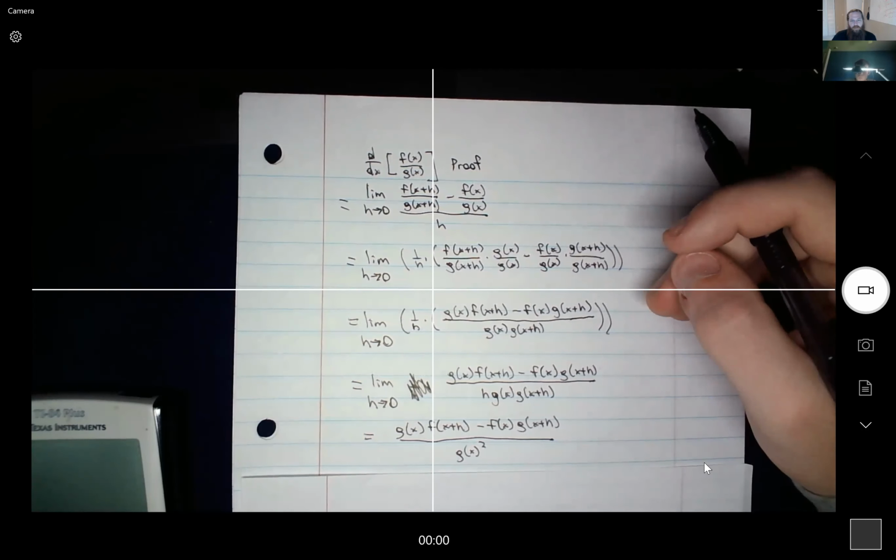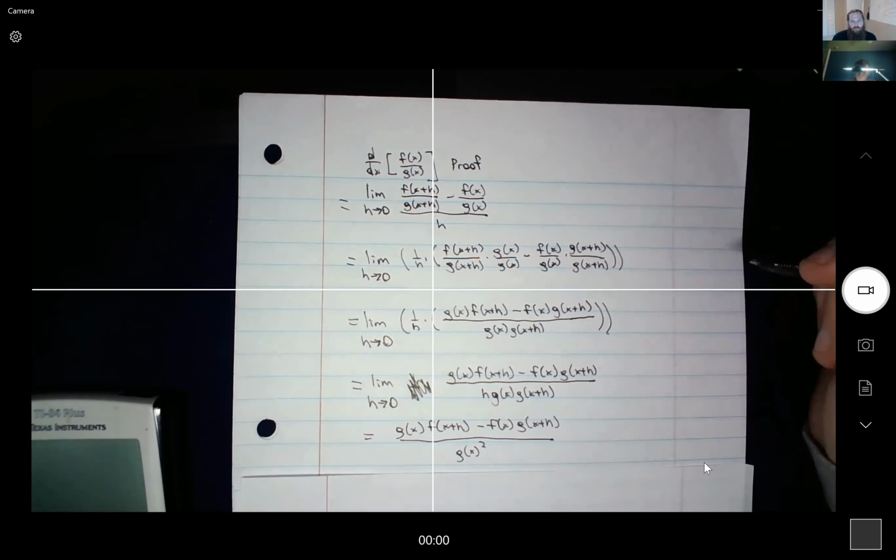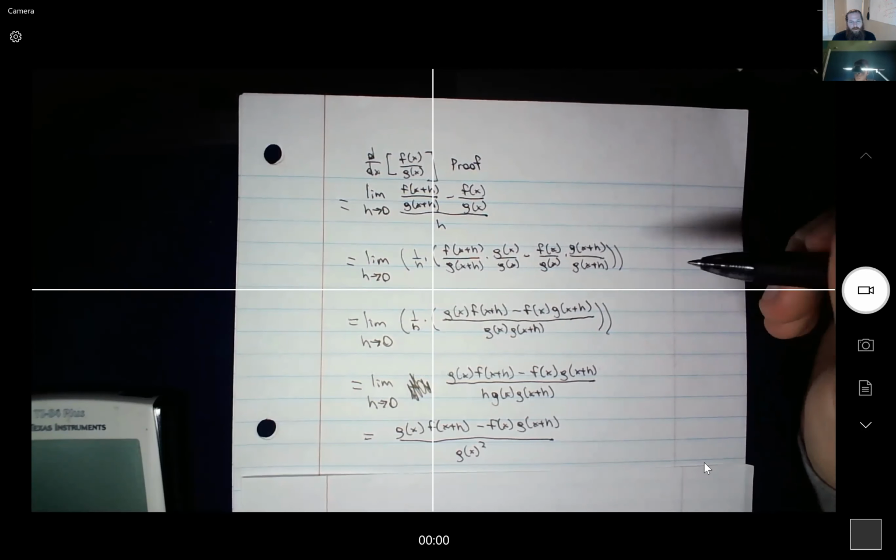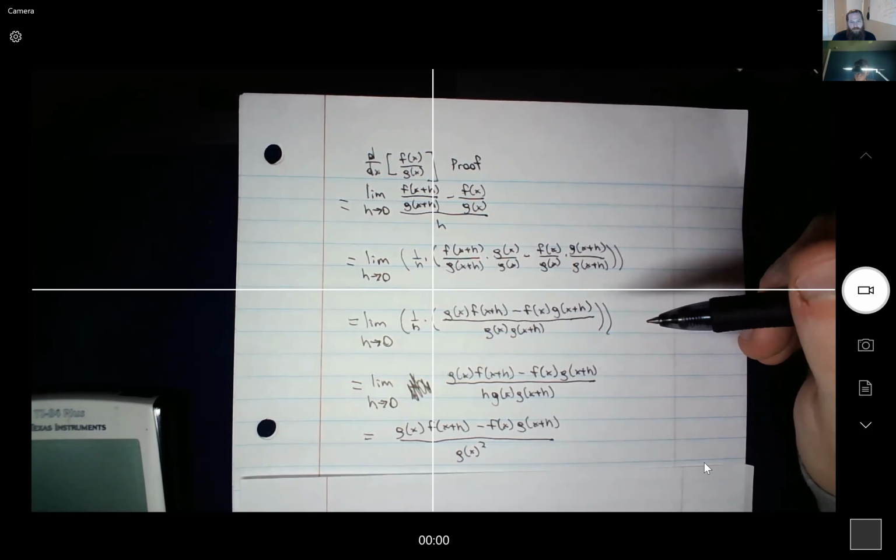So if you look in this second to last line, you've got g of x times g of x plus h. Ignore the h for now. As h goes to 0, those two pieces will both become g of x, right? Because x plus h just becomes x. So that's where the g squared is coming from.